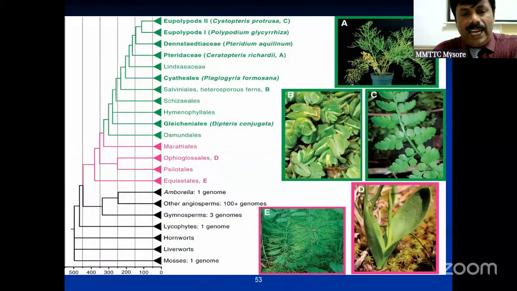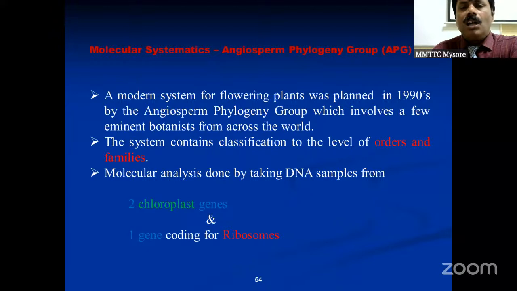They have made clades. Like this, they have made 15 classes. The basis is the De Jussieu classification; there should be some basis that they have taken. A modern system for flowering plants was planned in the 1990s by the Angiosperm Phylogeny Group, which involves a few eminent botanists. The system contains classification at the level of orders and families only.